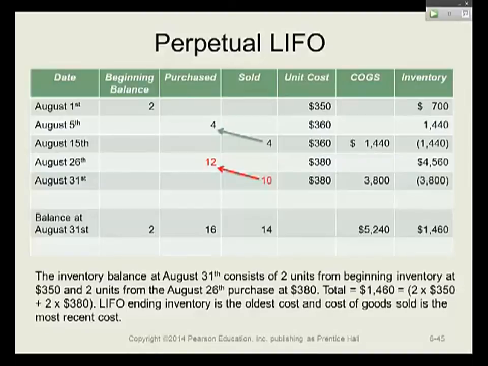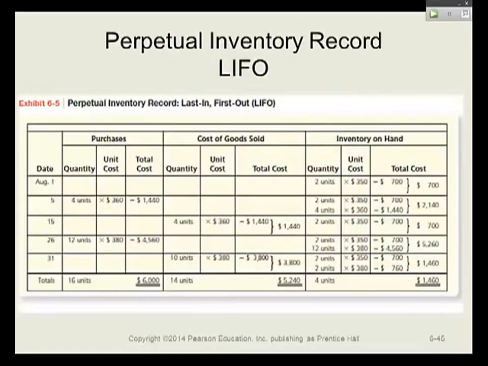All right, so last in, first out assigns the newest cost to the cost of goods sold. The oldest costs remain in ending inventory. Any questions on LIFO before we take a look at average cost? Okay, and again, we go back to slide 45. And once again, slide 46 is really nothing more than a formal perpetual record.